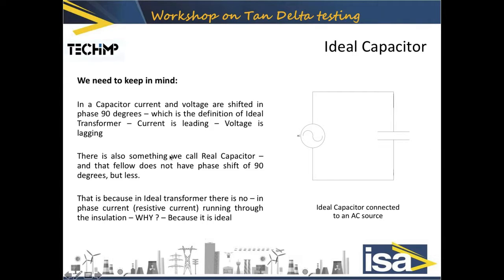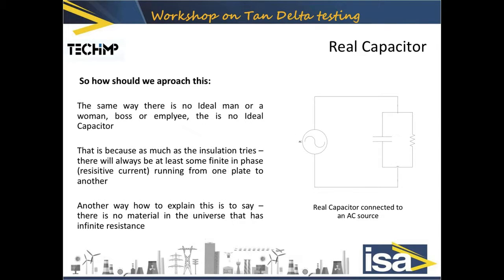Now, there is also something we call a real capacitor, and that one does not have a phase shift of 90 degrees, but a smaller phase shift. That is because in an ideal capacitor, there is no in-phase current, no resistive current running through the insulation, because that capacitor is ideal. But moving on, we will find out in life that the same way that there is no ideal man or woman or boss or employee, there is no ideal capacitor.